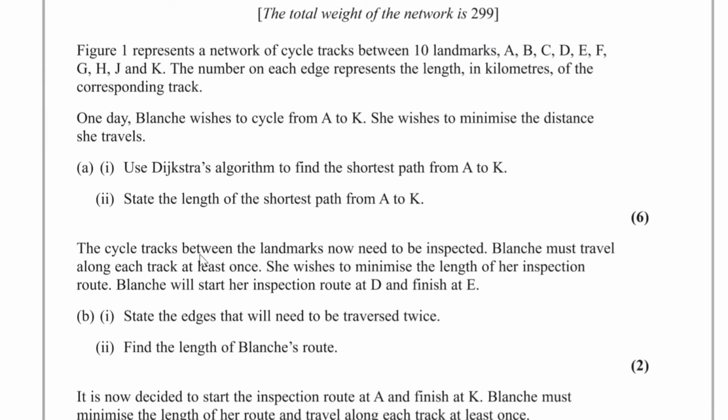The cycle tracks between the landmarks now need to be inspected. Blanche must travel along each track at least once. She wishes to minimize the length of her inspection route. Blanche will start her inspection route at D and finish at E. For part B, for the first part, we have to state the edges that will need to be traversed twice and then find the length of Blanche's route.